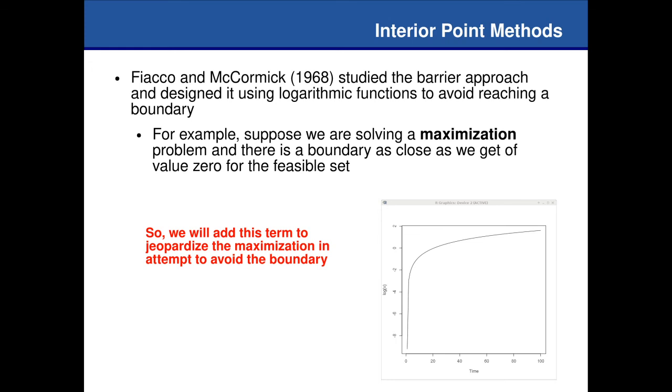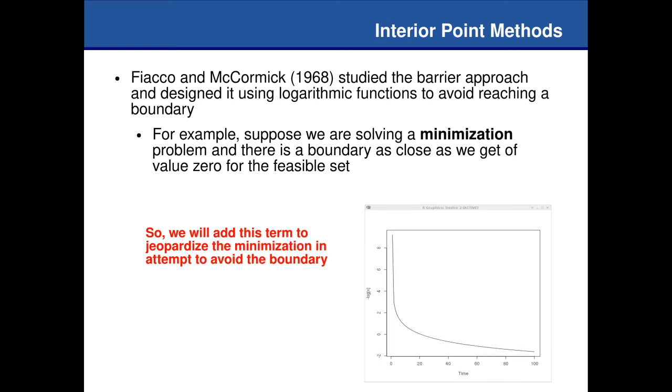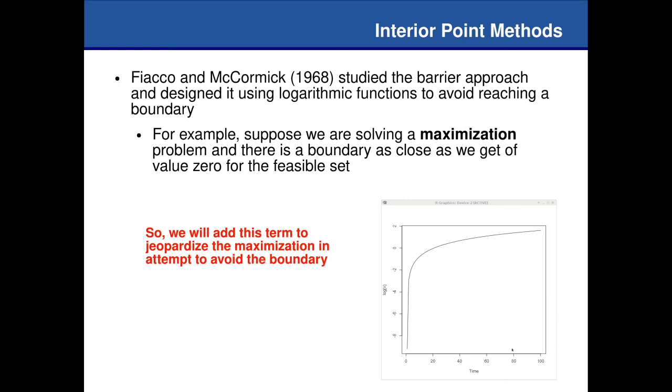At this point, it's nice to mention that Fiacco and McCormick in 1968 studied the barrier approach, and they designed this approach using log functions. But actually, it could use other functions, but that's typically the way we solve this kind of problem. Again, this is for minimization: when I approach 0, it goes to infinity. And for maximization, when I approach 0, it goes to minus infinity. And of course, I'm trying to maximize.